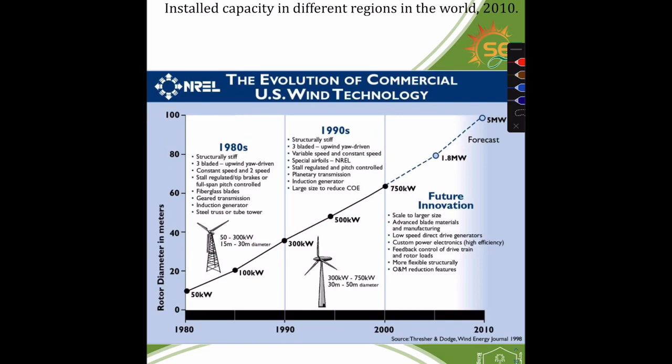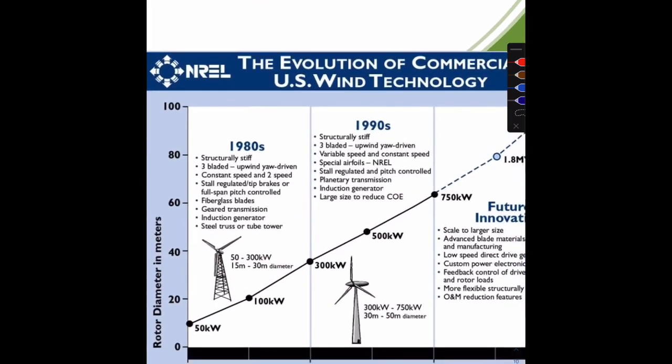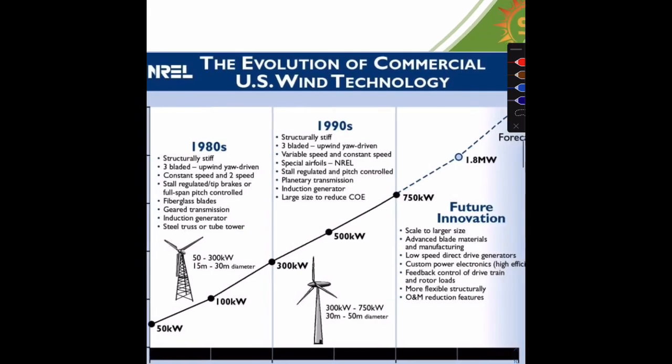Okay, here are some descriptions. They used to have a 3-bladed upwind yaw driven, constant speed and 2-speed, stall regulated tip brakes or full span pitch controlled, fiberglass blades, geared transmission, induction generator, steel truss or tube tower.